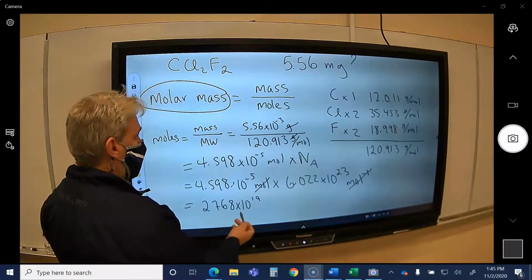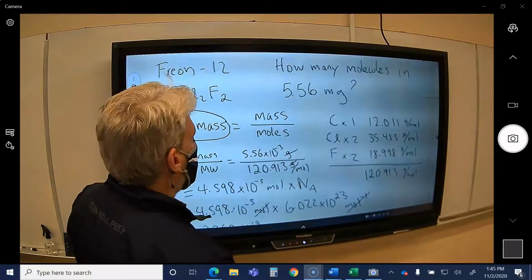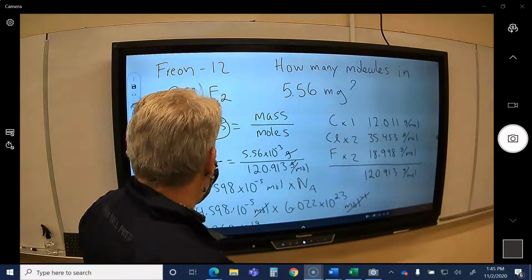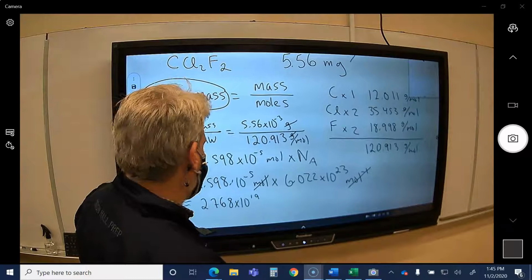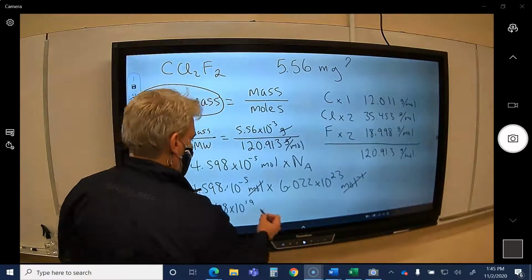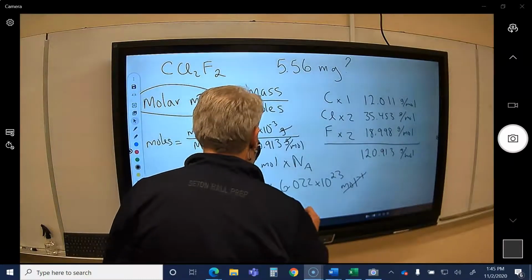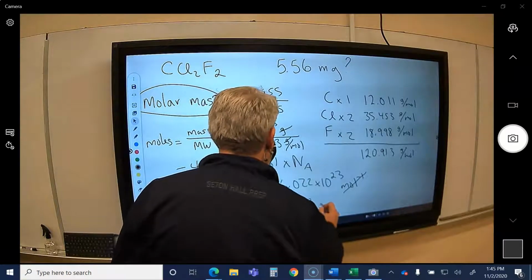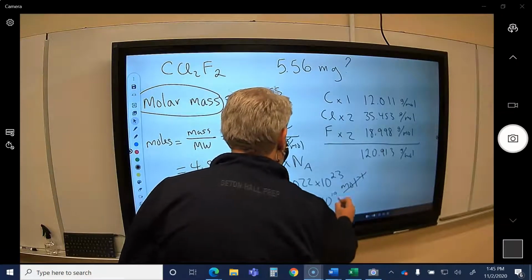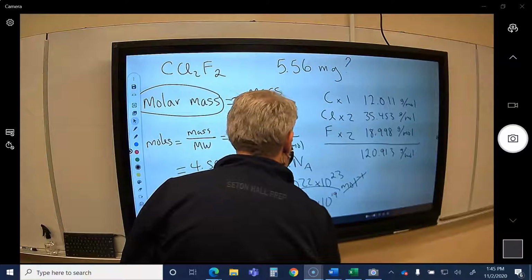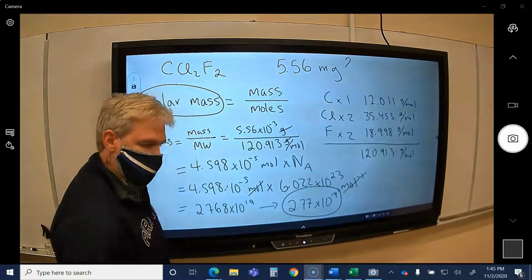If we look back at the given information, we see that we had only 3 sig figs in the mass that we were given. So that means we should round this off to 3 sig figs, leaving us with 2.77 times 10 to the 19th as our final answer. That's how many molecules of Freon we have.